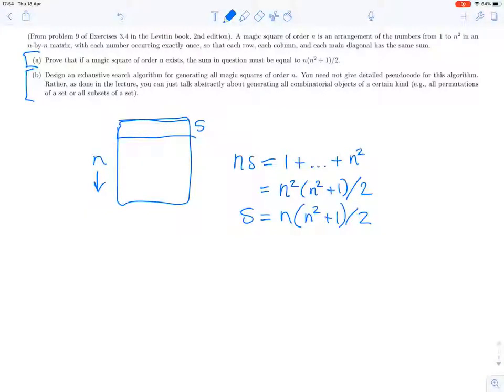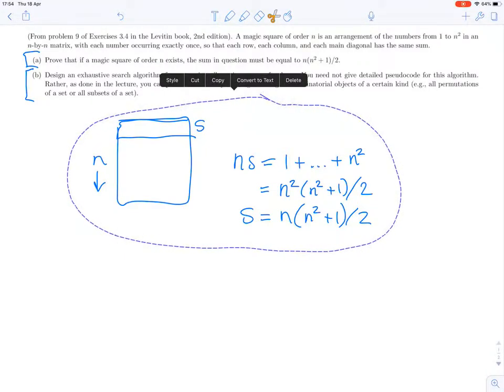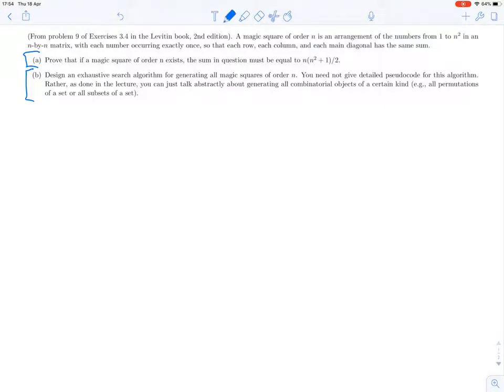The second part says, design an exhaustive search algorithm for generating all magic squares of order n. So remember, exhaustive search means that you generate all possible combinations and test them. Okay, so in this case, what we're talking about is all possible permutations of the numbers 1 to n squared. So let's take a simple example. Let's take n equals 2. So we're thinking about a magic square that looks like this.